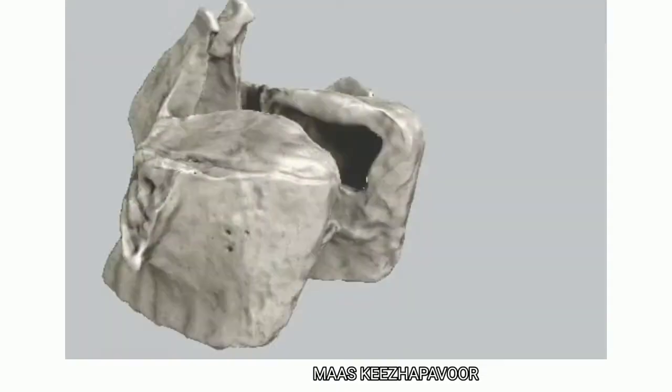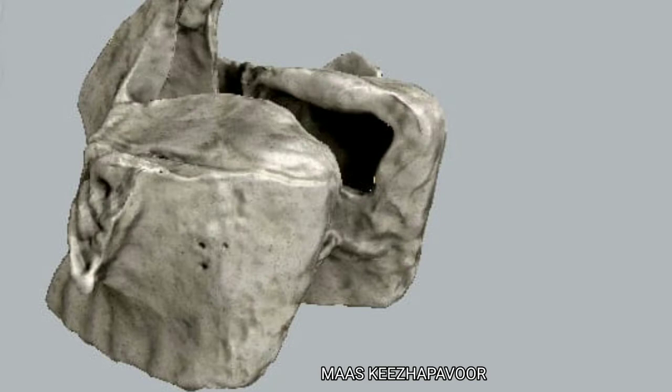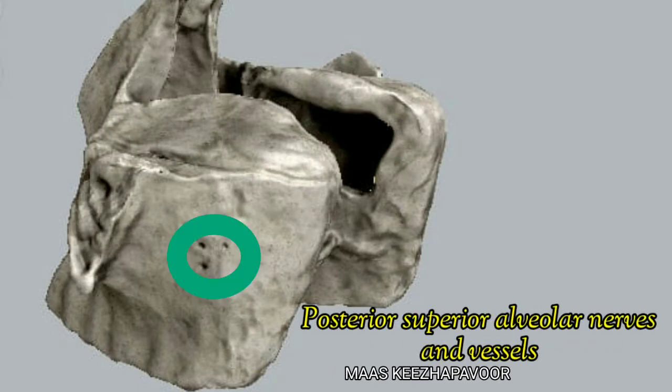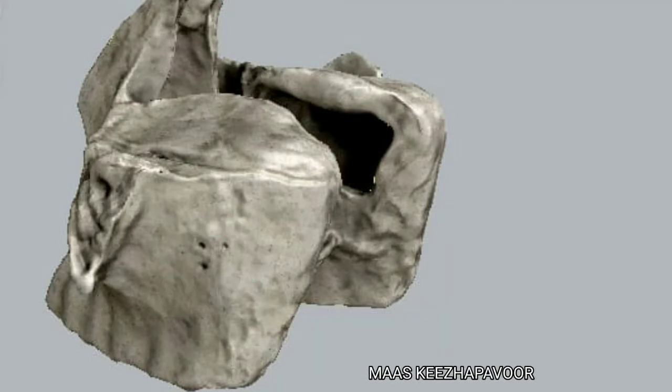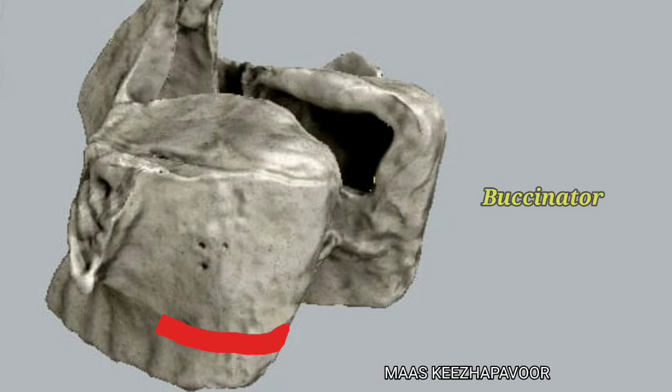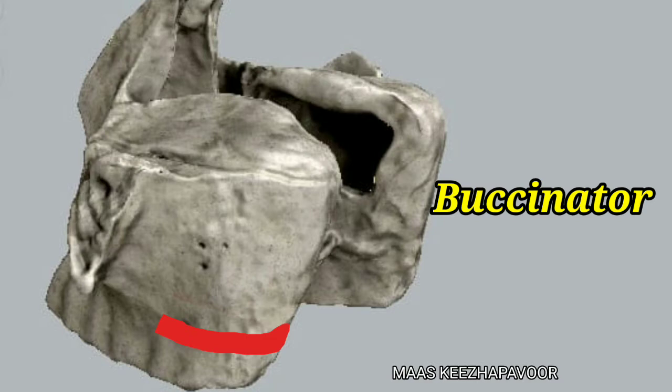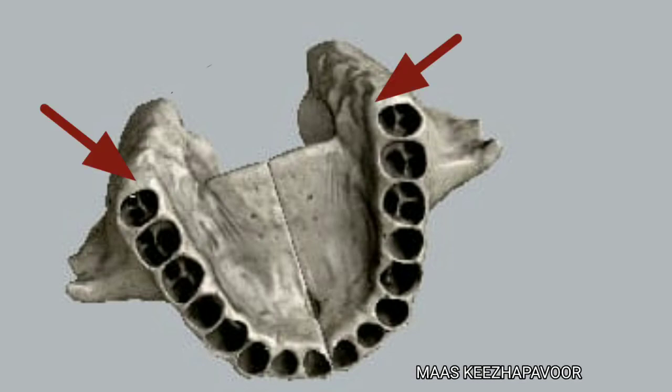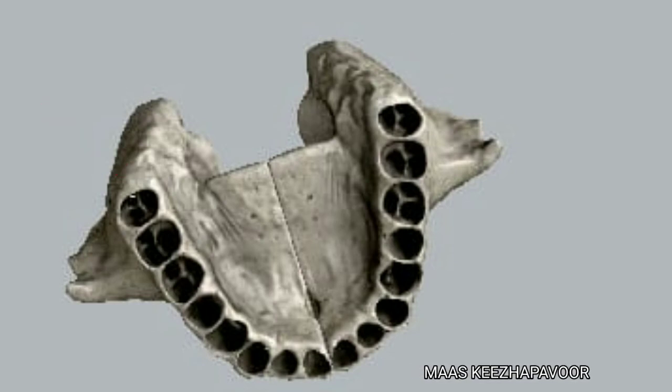The posterior surface forms the anterior wall of the infratemporal fossa. In the middle of this surface, two or three posterior superior alveolar canals open for the posterior superior alveolar nerves and vessels. Just above the three molars, the upper fibers of buccinator take origin. Buccinator is the whistling muscle. Behind the third molar, there is a rounded eminence called the maxillary tuberosity.